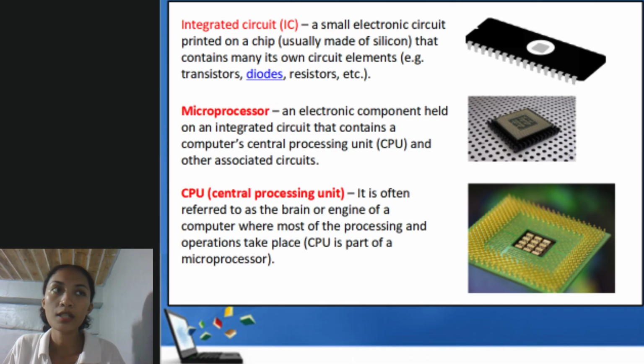The microprocessor, which is the fourth generation, is an electronic component held on an integrated circuit that contains a computer's central processing unit, the CPU. What is a CPU, you might ask? The CPU is the central processing unit. It is often referred to as the brain or engine of a computer, where most of the processing and operation takes place. The CPU is part of a microprocessor. So this is the CPU and this is the microprocessor.